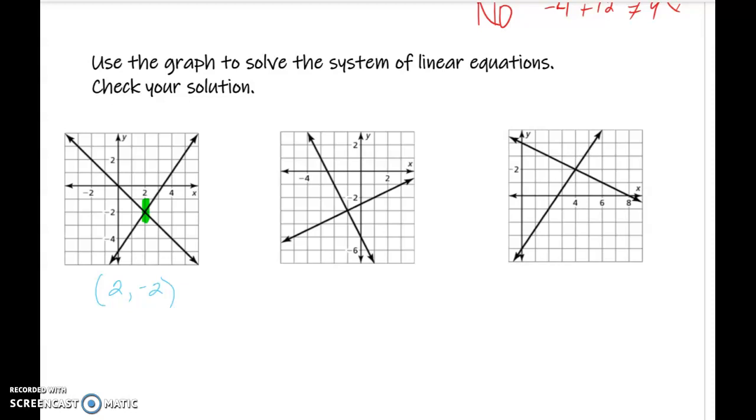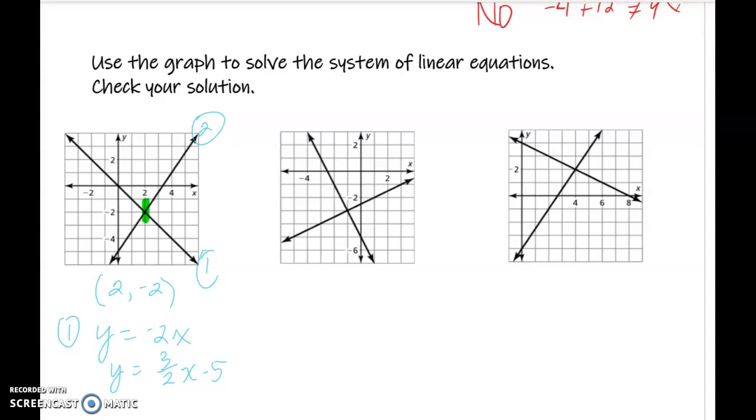And I'll just show you how to check this first one really quickly. If you were going to check this, what you would need to do is find the equation of these lines. Using slope and y-intercept, I can see that I have a slope of negative 2 and a y-intercept of 0. So the first equation is y equals negative 2x. The equation of the second line is y equals 3 halves x minus 5. And then if you take that ordered pair and plug it in for each of these values of x and y, just like we did above, you would see that it creates a true statement in both of those equations.